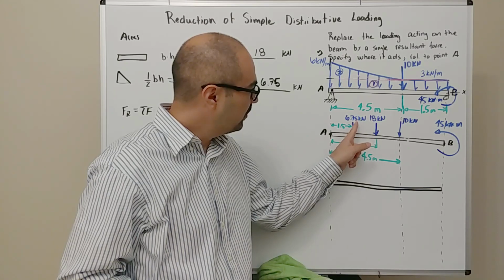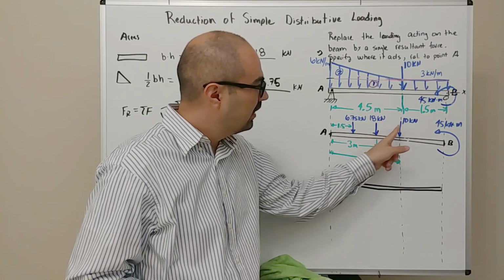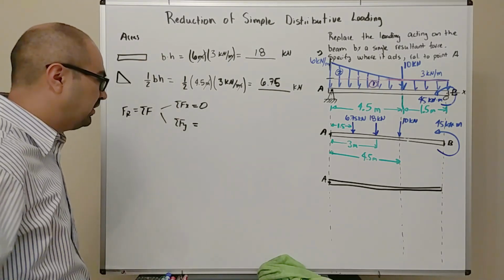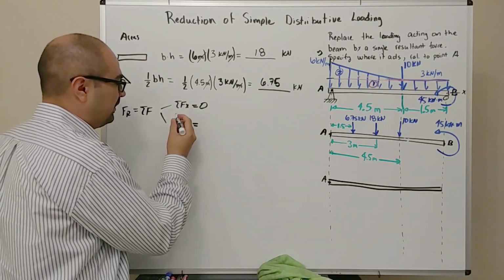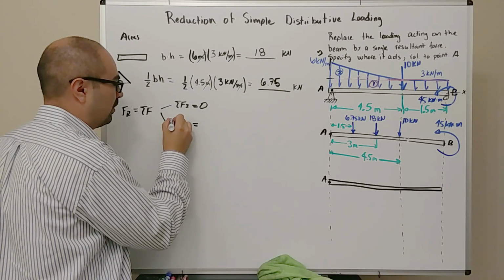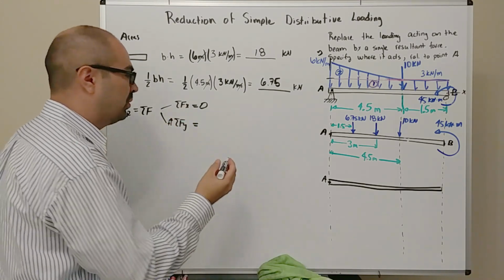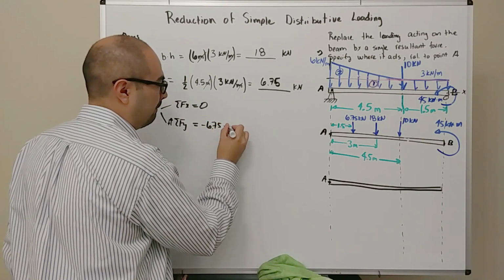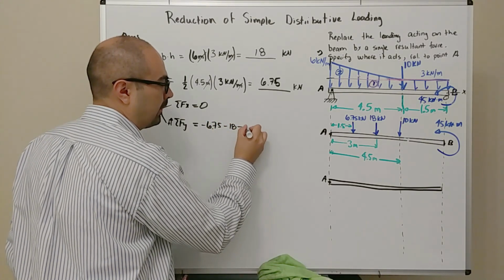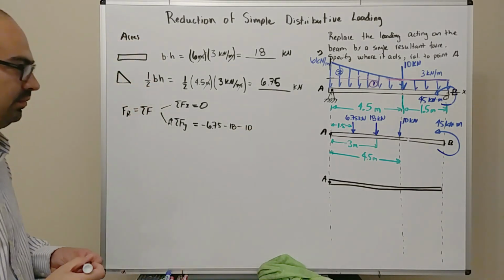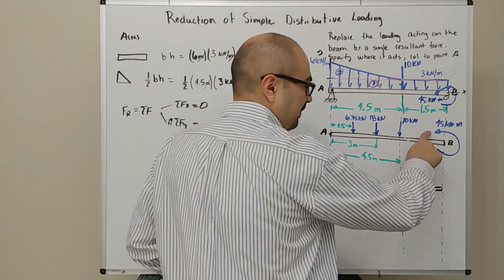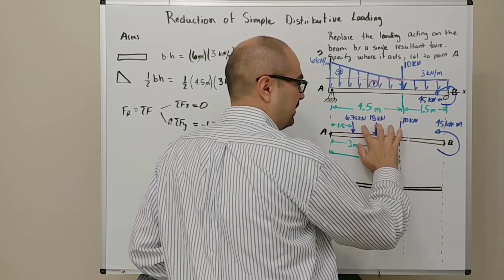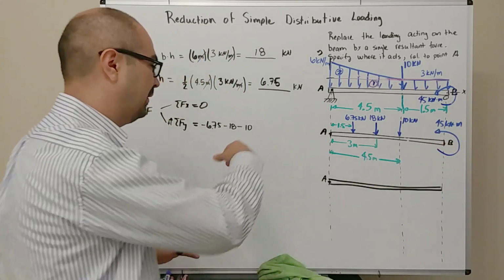We have 6.75, 18, and 10 kilonewtons. These are all forces that are pointing down. So if you're following the convention where we say a force is positive if it points up, really we have minus 6.75, minus 18, and minus 10. The 45 kilonewton meter is a couple, right? We're summing forces, only these are forces, this is a couple. We cannot add a couple here.